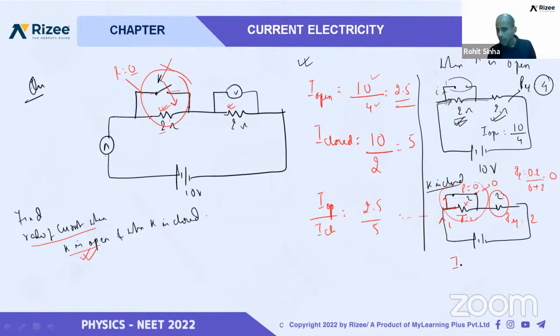So we will write I closed will be how much? 10 by 2. And you will get the answer, and you will take the ratio of both of them and you will get the answer. Clear or not clear?